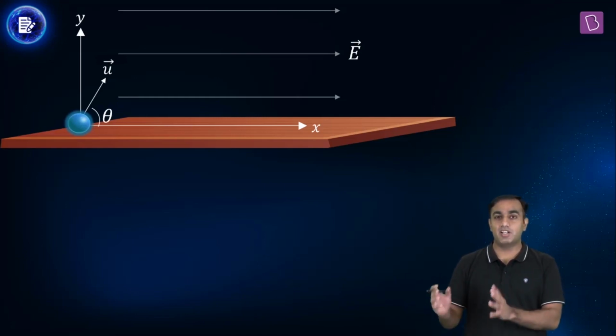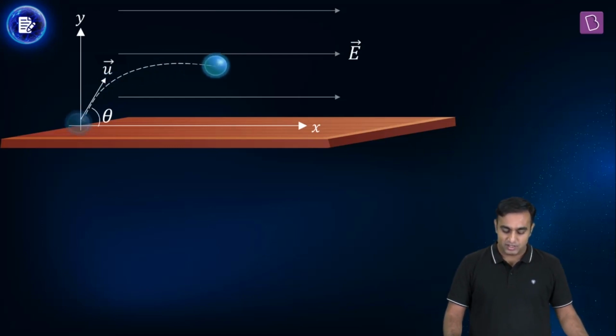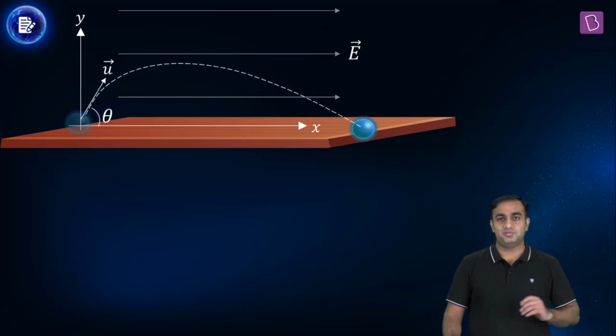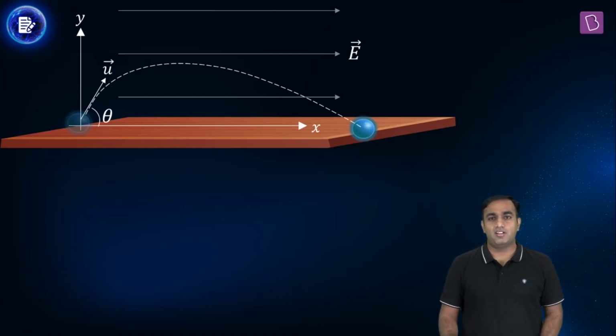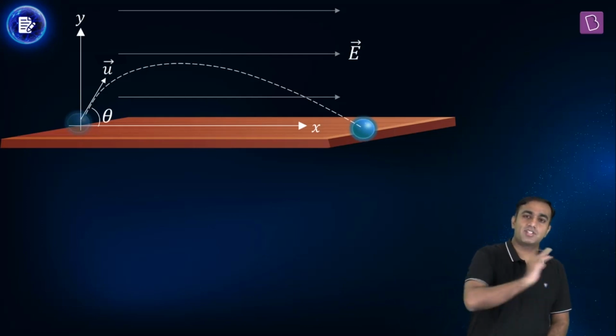How does a charged particle move? It is subjected to two forces. One is gravity in the downward direction. Another is the force due to electric field towards right. This is how it will move. Well, if there was no electric field at all, it would be a simple case of projectile motion. It goes up, moves along the parabolic path and comes down.